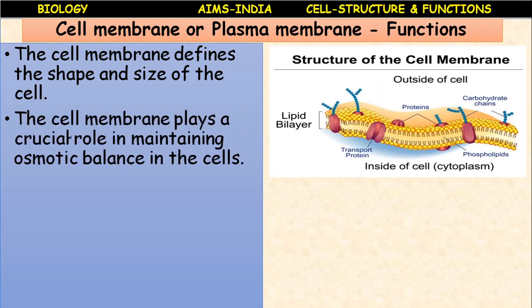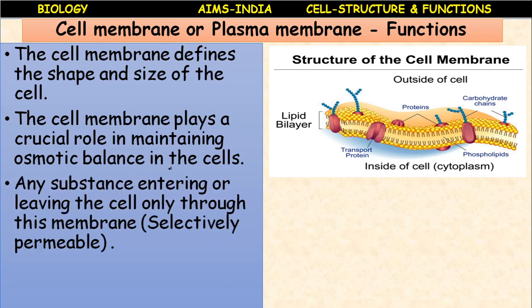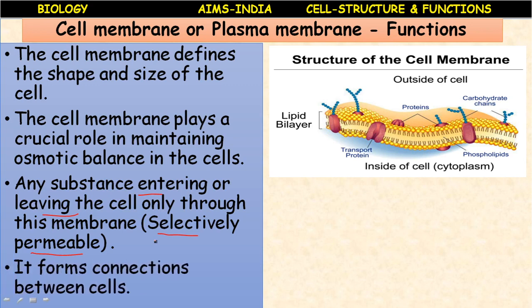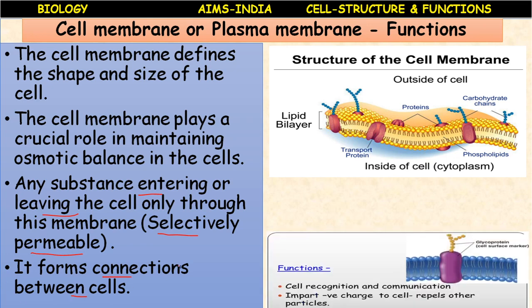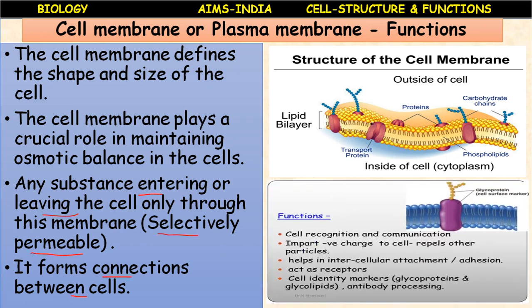That is one of the functions. The cell membrane also plays a crucial role in maintaining osmotic balance in the cells, and any substance entering or leaving the cell can do so only through this membrane. That's why the cell membrane is also called a selectively permeable membrane. It is also called a semi-permeable membrane. It forms the connection between the cells.